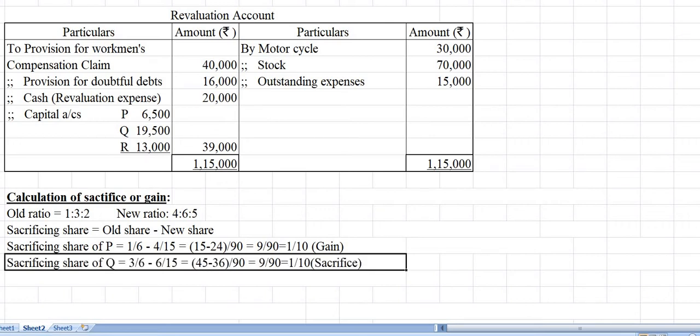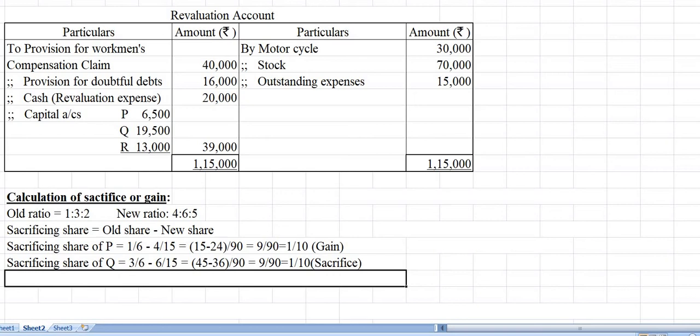Next, sacrificing share of Q, 3 by 6 minus 6 by 15, that is 45 minus 36 by 90. That means 9 by 90. For him, old share is more, so he sacrifices 1/10 of his share of profit. Then let us see the next partner R. His old share is 2 by 6 and new share 5 by 15. That means 1 by 3 each. So he is neither sacrificing nor gaining. So the sacrificing partner is Q and the gaining partner is P.